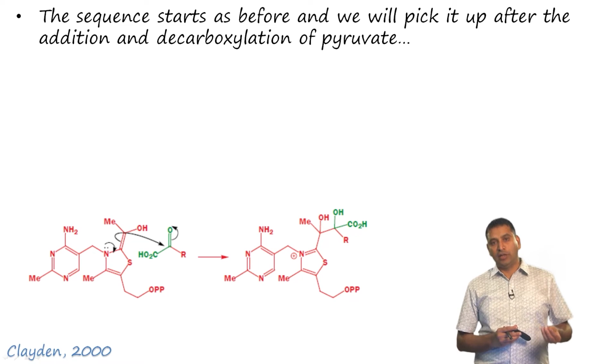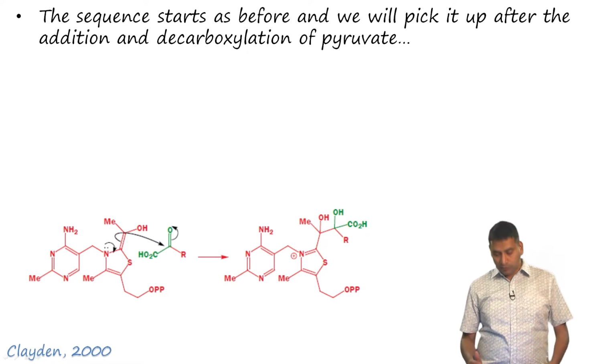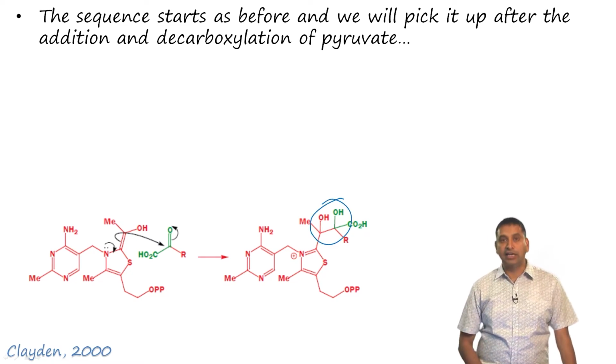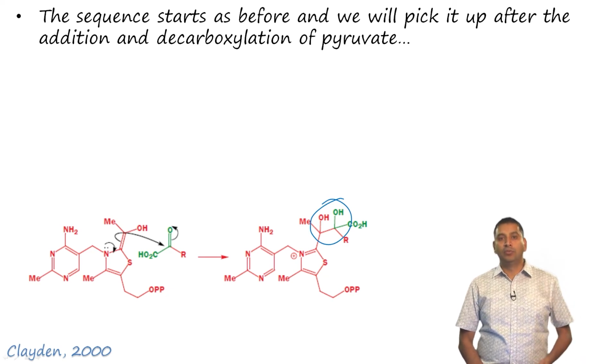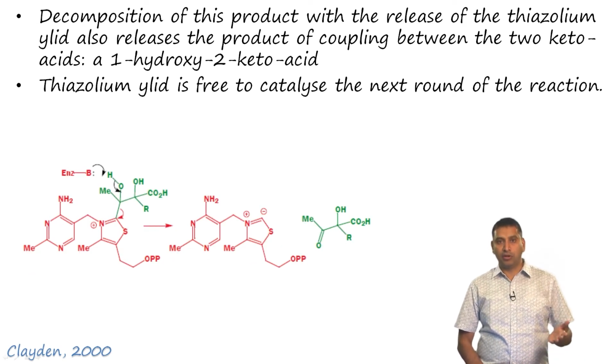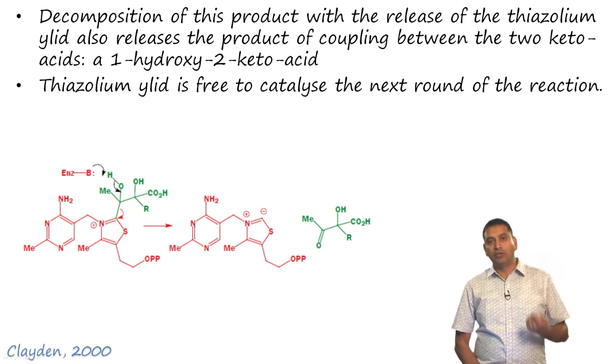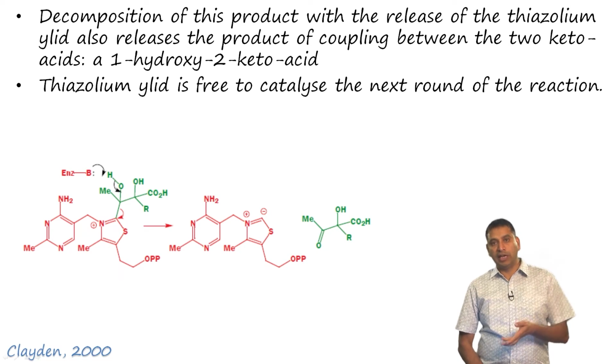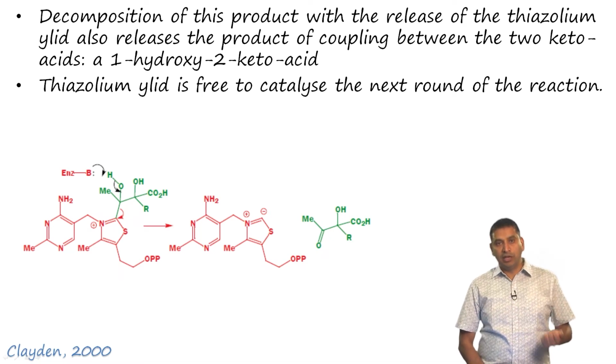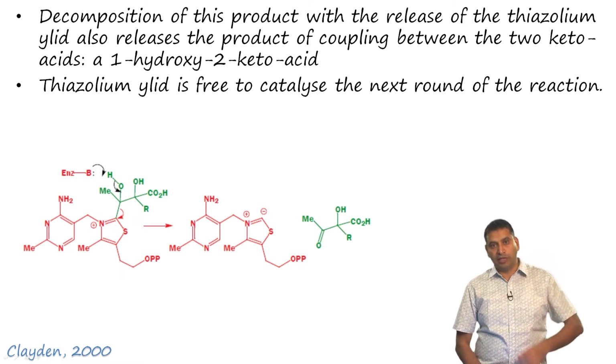So, this enol reacts with the ketone or the alpha keto carboxylic acid, and then it forms an intermediate which is exactly identical to the pinacol type reaction. So, here the decomposition of this product with the release of the thiazolium ylide can occur. It also releases the product of a coupling reaction between 2 keto acids, that is it forms a 1-hydroxy 2-keto acid. So, the thiazolium ylide is now free to catalyze the next round of reactions.